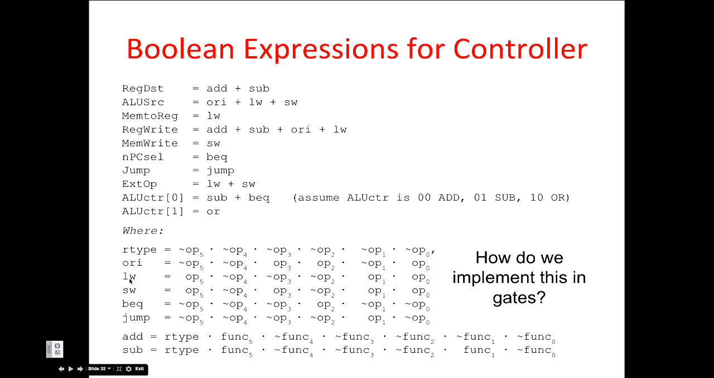Right? And to turn this into a circuit, how do I turn this into a circuit? What gates do I need to turn this into a circuit? Just this bottom portion. What gates do I need to be able to give you a signal that tells you you're dealing with an R type, or you're dealing with a load word or store word?